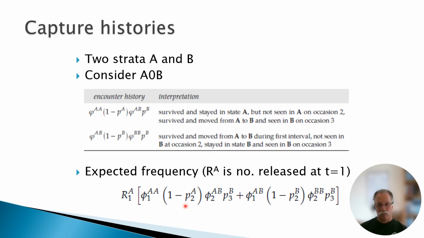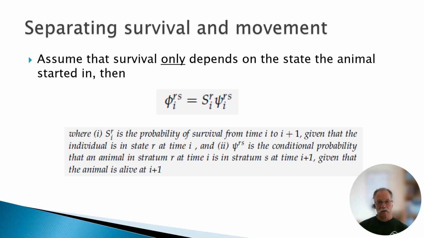Okay, so that's the probability that the animal stayed at site A, wasn't caught, and then moved to site B and was caught, plus the probability that the animal moved from A to B in that first year, was not caught at site B, and then stayed and survived at site B and was caught at that site on occasion 3. So as we talked about at the start, one of the key parts of this model is that you can separate movement and survival. And this again is pretty straightforward.